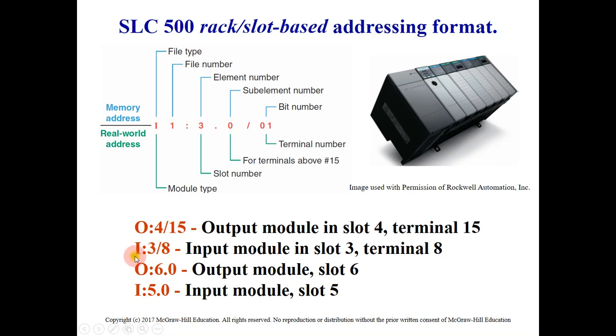For the second address, I:3/8. I is for input, meaning it's an input module, 3 means slot number 3, and 8 means terminal number 8. O:6/0 means it is an output, slot number 6 and terminal number 0, and so on. You should know how to convert this type of SLC 500 rack slot addressing from text into address, or from address to text.